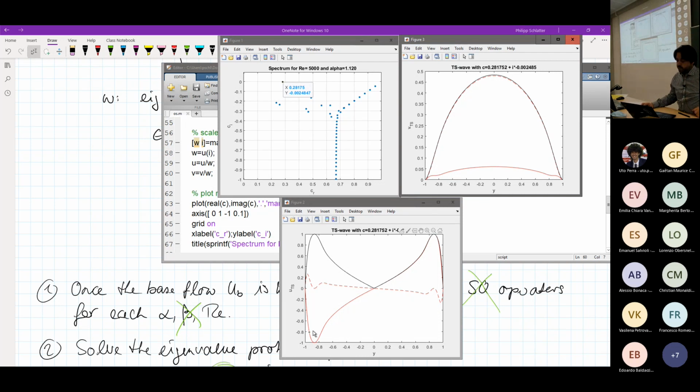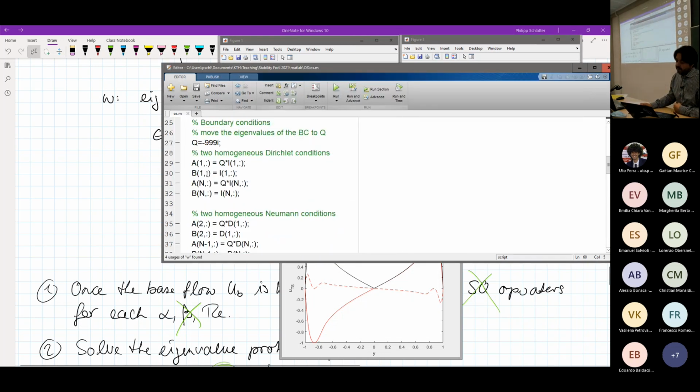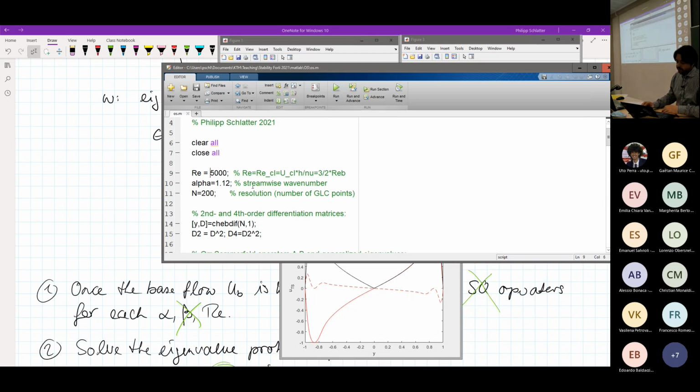And as I was saying, it's wave-like because it has an omega. It also has a real part here, 0.28175. So that means it actually moves in a wave-like shape. So it's a wave that passes by inside this channel. And if the Reynolds number is large enough, it would actually grow. And I can just show you that. This was now for Reynolds 5000 when it was stable. Let's just go in and do this for Reynolds 10,000 instead.